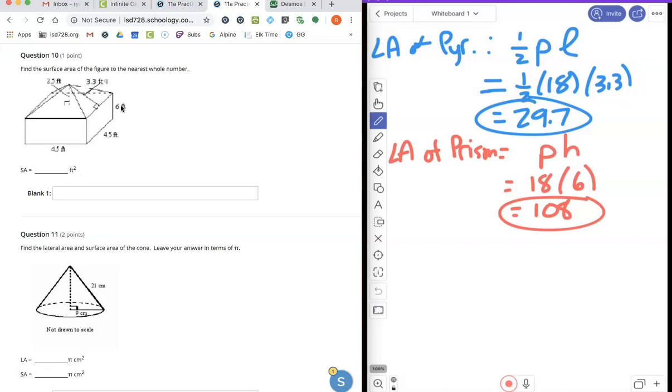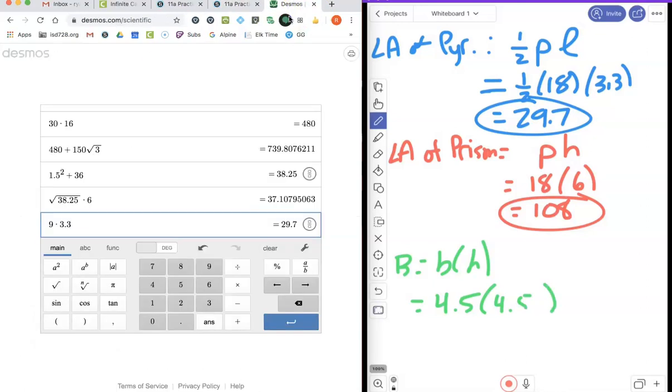And then what we need is just the area of the bottom. So there is 1b that we need to figure out, which is just base times height, which is 4.5 times 4.5. All right, so we're doing 4.5 squared. There we go, which is 20.25.